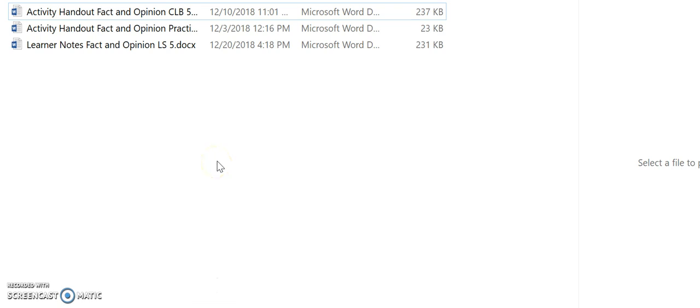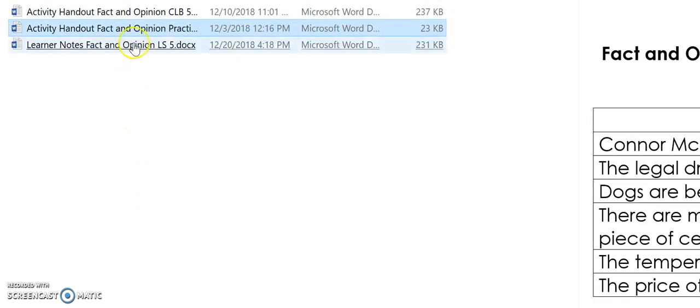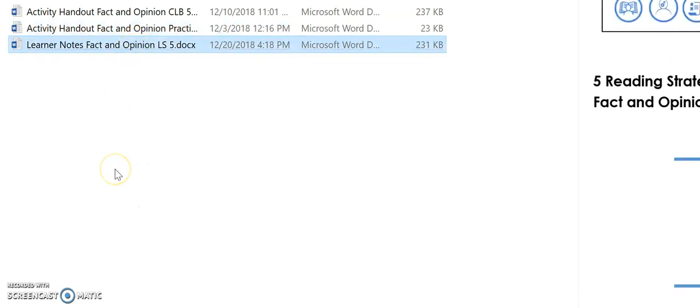For this screencast, let's take a closer look at the CLB5 materials. In this folder, you will find 2 activities for the learners to practice the strategy and learner notes. You will need all of these resources, and they are all referred to within the lesson plan for this particular strategy.